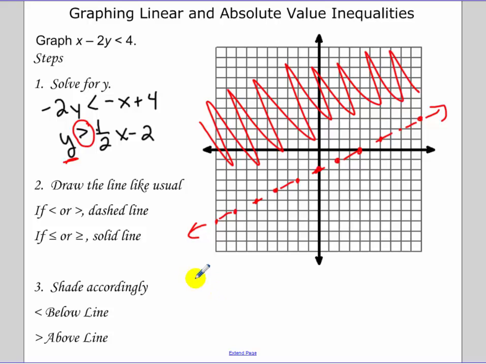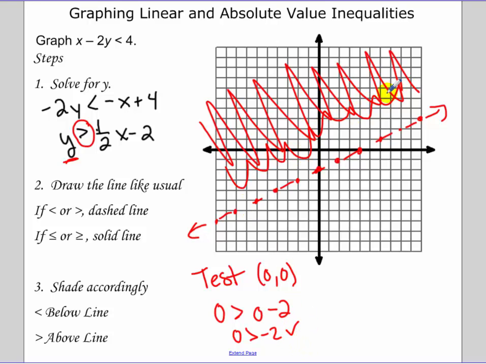Now what you can do is you can test a point. And if that point makes a true inequality statement, you've shaded the correct region. So I've tested 0, 0. I plug in 0 for y, 0 for x, and 0 is greater than -2. That is a true statement, so I've shaded the correct region.